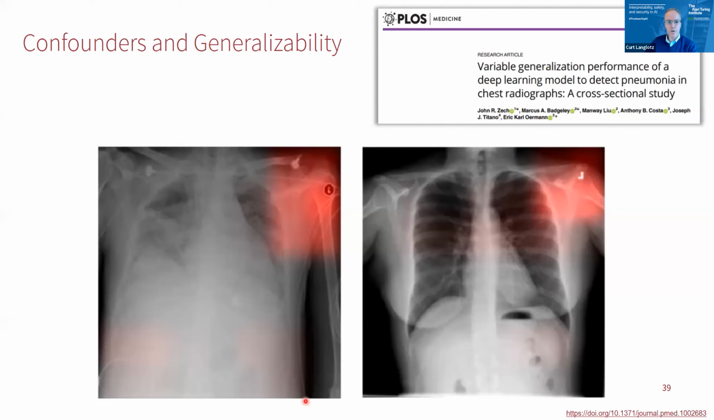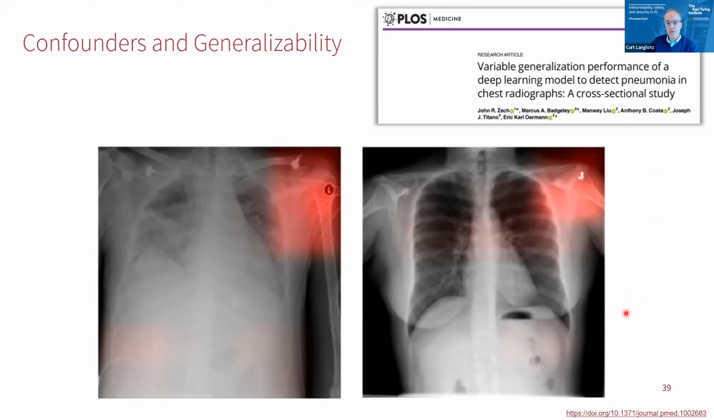This just illustrates how confounders can play a role also in generalizability. This is some nice work from Eric Oermann's lab. They had built an algorithm to detect pneumonia, and they trained it on data from two institutions. At one institution, here on the left, many of the patients were in the ICU and were fairly sick, as you can see. And at the other institution, these tended to be outpatients who were suspected of having pneumonia, but most of them ended up having bronchitis or some other malady.